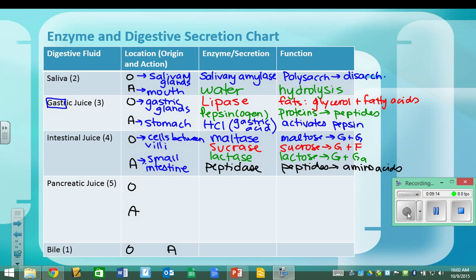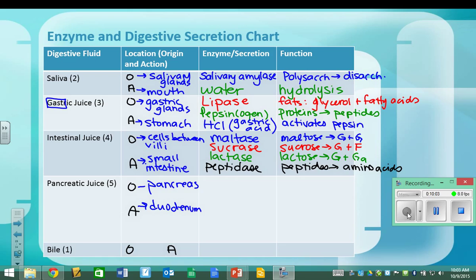Now we get to the pancreas, where quite frankly the most things are coming from. Remember that not only is your pancreas going to produce these enzymes, but it's also producing hormones. Your pancreas does a ton of things. Here, the origin would of course be your pancreas. The action, I'm going to write duodenum, which is the first section of your small intestine, because that is where your pancreas is attached to your small intestine. Now these enzymes could continue working the length of your small intestine, but I really wanted to focus on that is where your pancreas puts its secretions in your digestive tract.